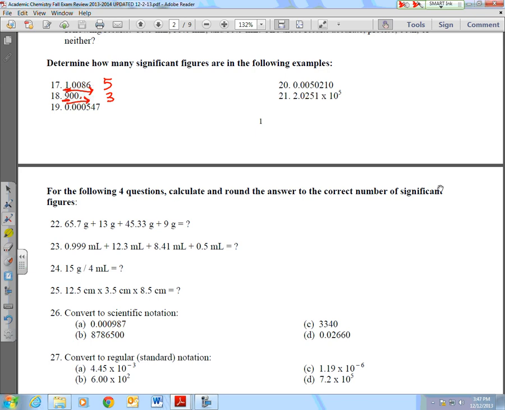For number 19, we're going to underline the first non-zero, which is what number? Okay, 5. Is there a decimal anywhere in the number? Yes. It doesn't matter the location of the decimal, it just matters that there is one. So everything after the first non-zero counts. So this would be 3 sig figs, okay? We call these guys leading zeros. Leading zeros do not count. Does that make sense, kind of?